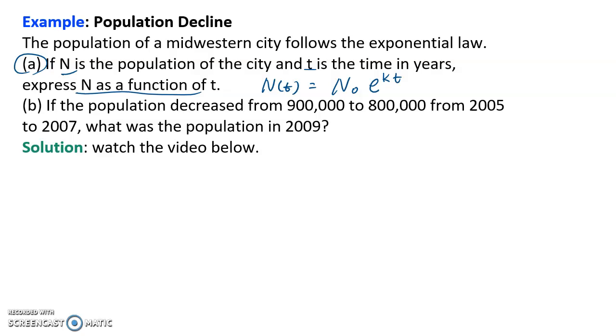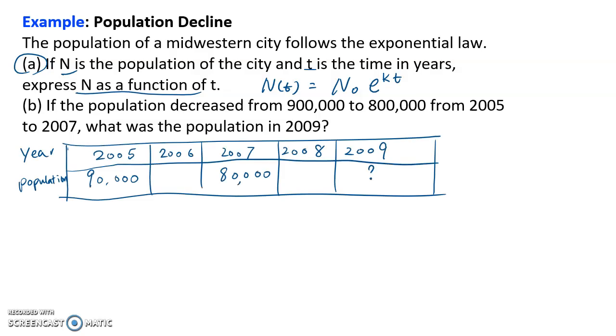All right, so now let's look at part B. This is what we're given in part B. And in order to find the population in 2009, we need to know k, which is the decay rate, first. So we will use this information to find the value of k, which is the rate of decay. Okay, so use the formula N of t equals N naught times e to the kt.